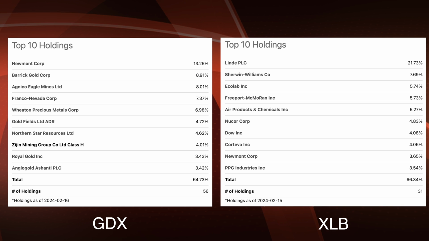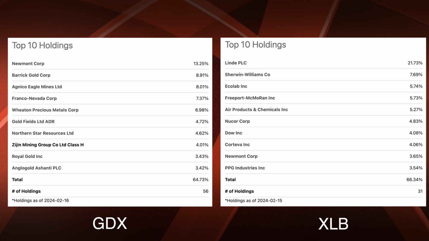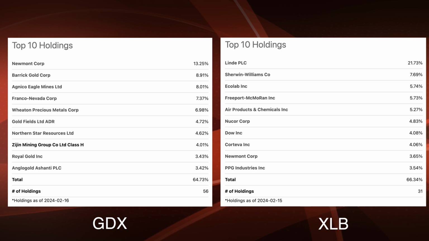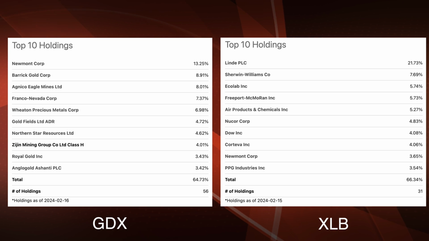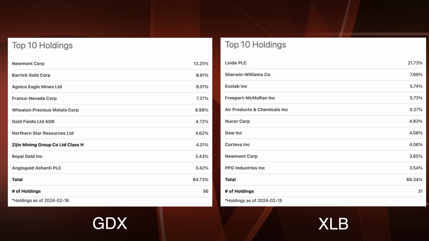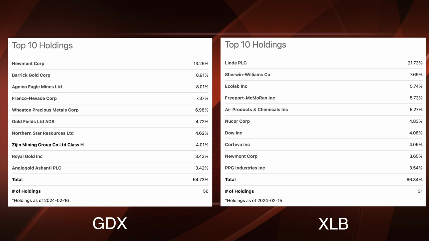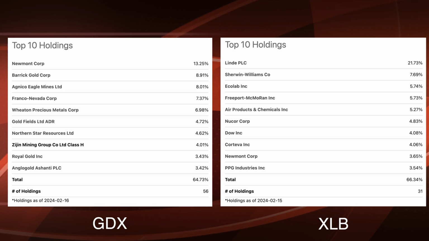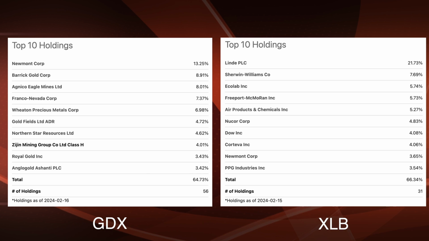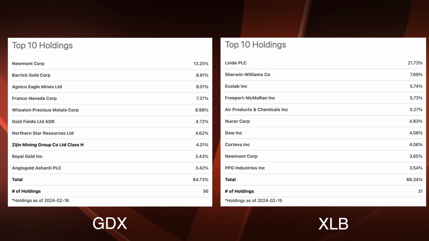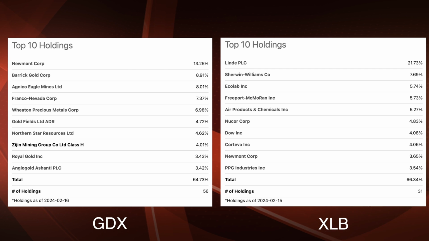Now let's take a look at the top holdings of both of these ETFs. For GDX, they include Newmont Corp, Barrick Gold, Agnico, Franco, and Wheaton. Obviously, much more predicated towards gold miners. XLB, on the other hand, Linde, Sherwin-Williams, Ecolab, Freeport, Air Products, and Nucor. In total, just 31 holdings, however. This is a sector I've really been underexposed to for a number of years. I just really don't track many companies within the materials sector.